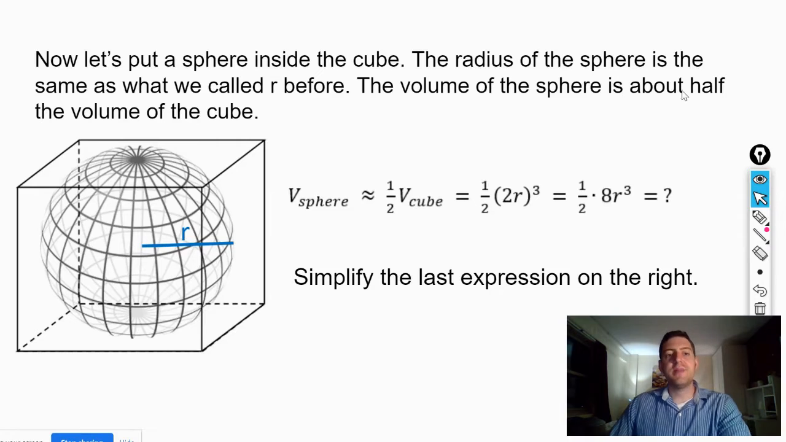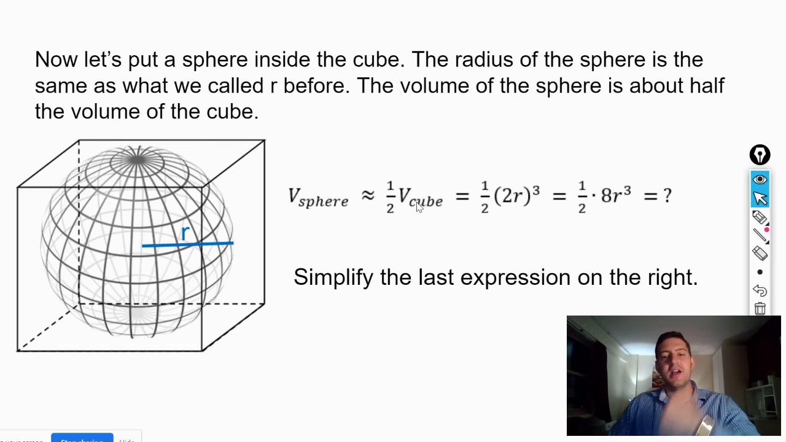The volume of the sphere is about half the volume of the cube. In other words, if you were to separate the sphere and the cube and pour water into them separately, the cube would hold twice as much water, approximately twice as much water as the sphere. So the sphere would hold about half as much water as the cube. So the volume of the sphere is approximately equal to half of the volume of the cube.